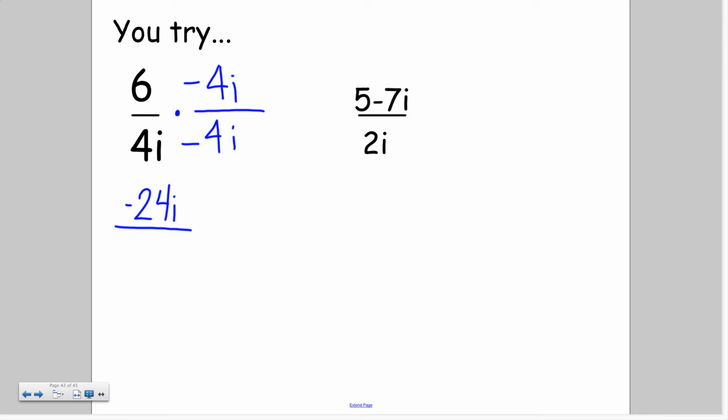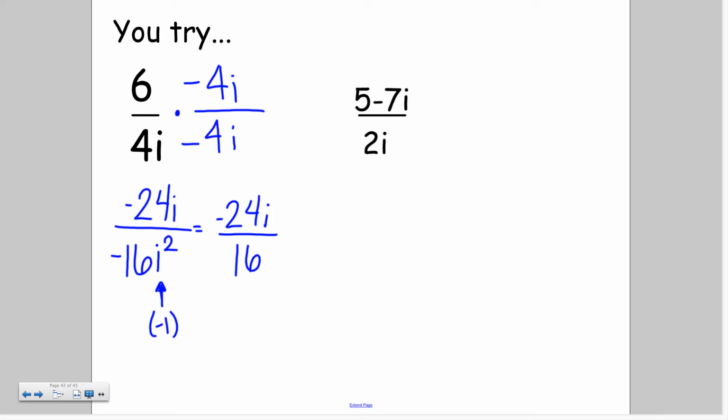Then 4 times a negative 4, so negative 16, and then i times i is i squared. All right, I need to get rid of the i squared, which is a negative 1. So I have negative 24i. And then negative 16 times negative 1 is a positive 16. And then I need to simplify.